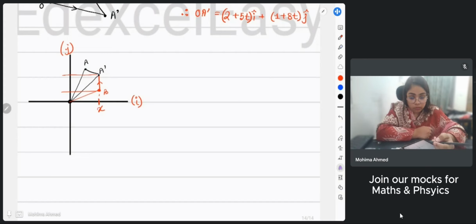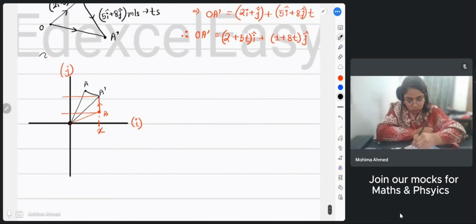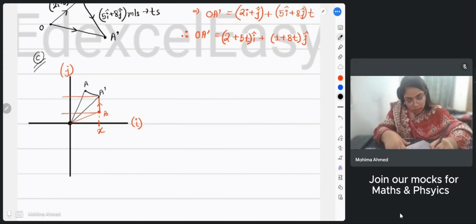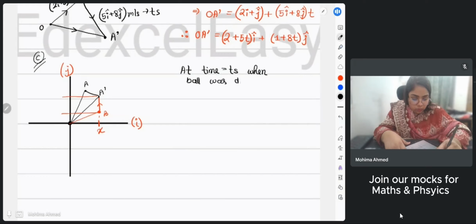So I'm going to write it down as we do the calculation for part C. We're going to write that at time t seconds, when the ball was due north of point B, they have the same i coefficient.